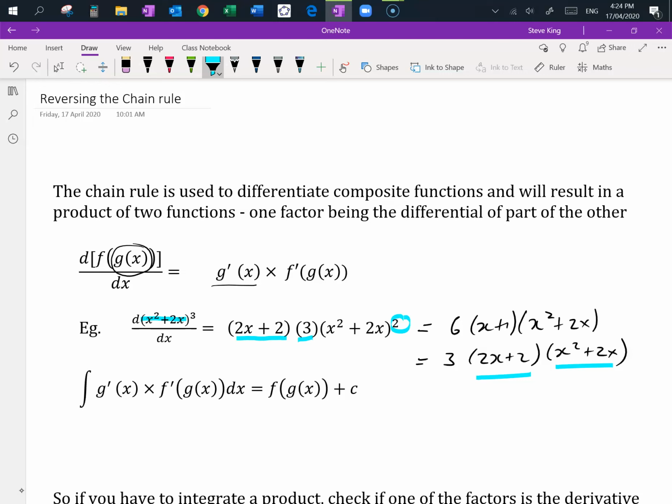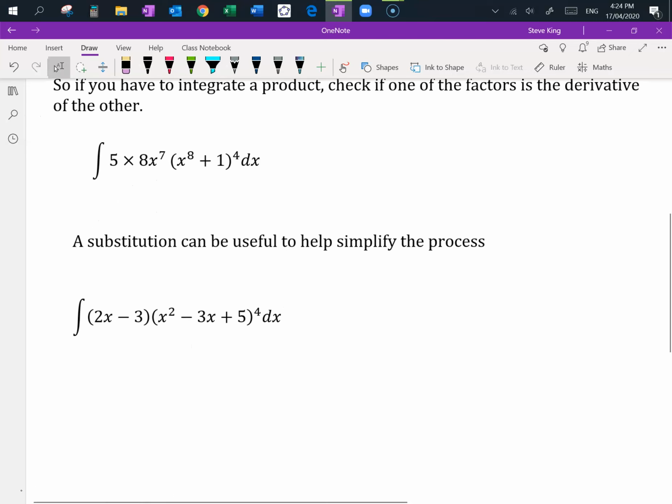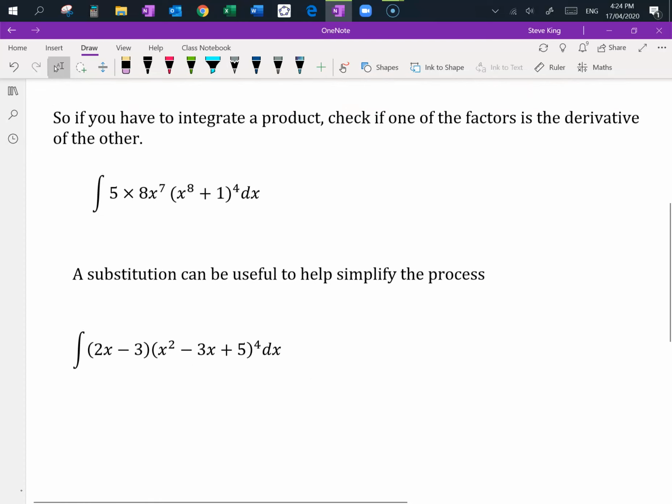Because if I'm going to look at the integral of a derivative of g times the derivative of f, working on the function g, then the integral of that's simply going to be f of g of x plus c. So if you have to integrate a product, check if one of the factors is the derivative of the other.